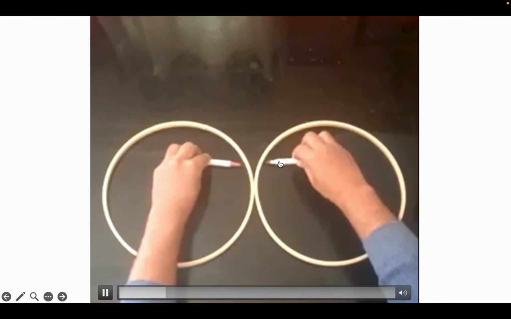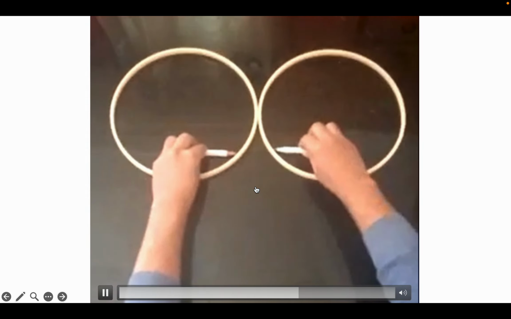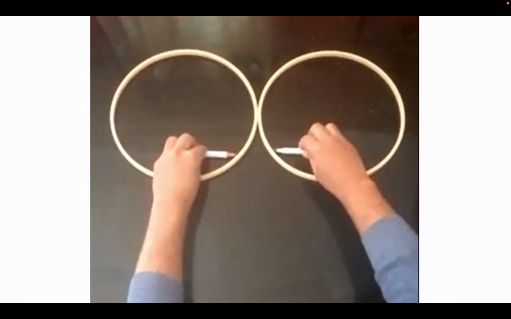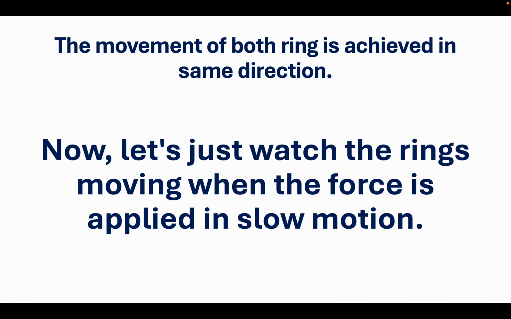Okay, two forces here and here on two sides of the ring. Here is the contact point. Okay, when higher force is applied, higher motion is achieved, more motion is achieved. Okay, the movement of both rings is achieved in the same direction.